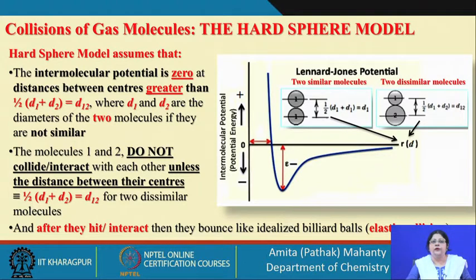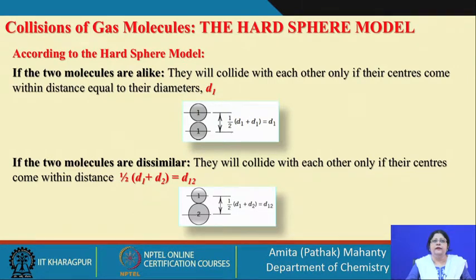So, after they collide, what happens? As they are going to follow the kinetic model, after they collide or interact, they bounce back and behave like a billiard ball, and this is what you call an elastic collision. So, now we summarize what we have just said. If two molecules are alike, they are similar, meaning the diameters are similar, they will collide with each other only if their centers come within a distance equal to d1. d1 is the diameter of 1 plus the diameter of 2 divided by 2.